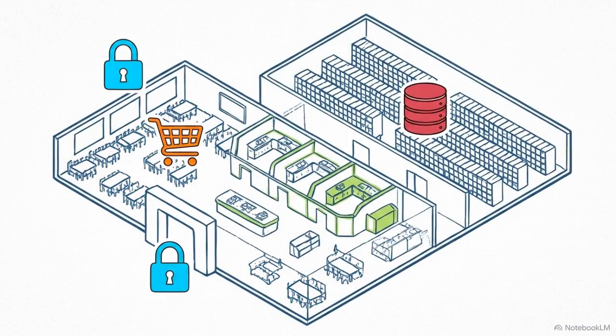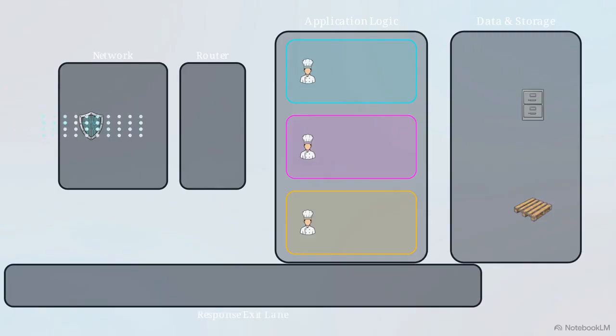Every part of your favorite app maps to a specific room in this building. By looking inside this virtual kitchen, we can see how digital services stay organized and reliable, even when millions of people are using them at the same time.